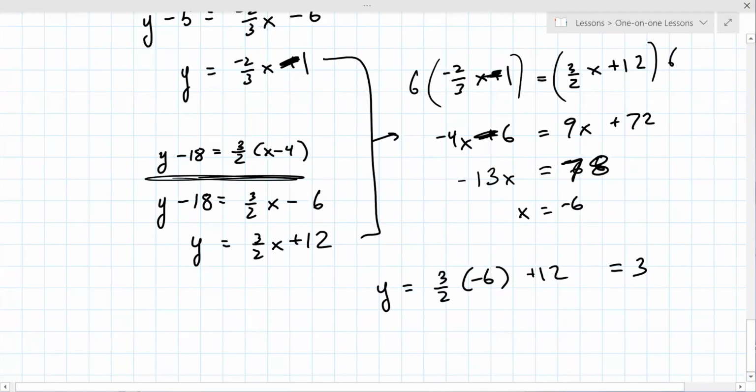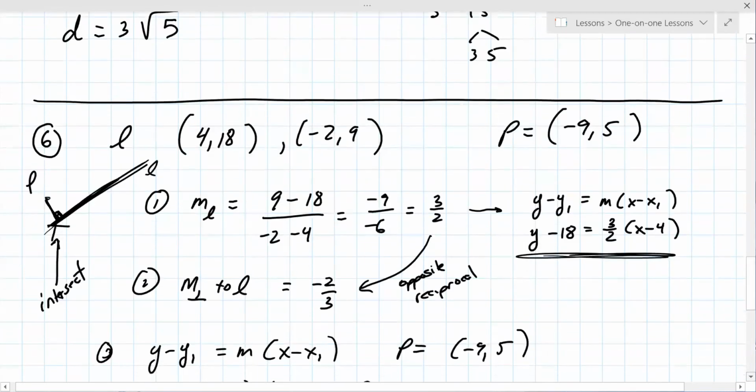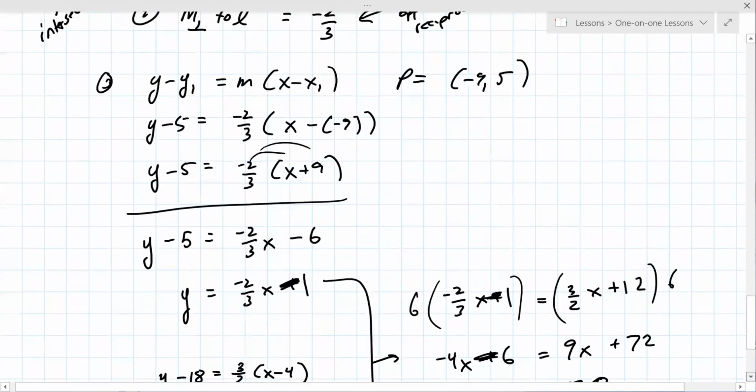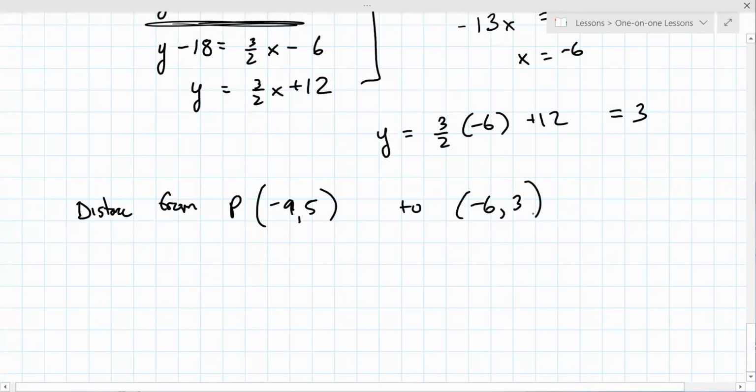So the whole goal here was to find this intersection point, which we now have, and the original point. So now we're finding the distance from P, which we were given as minus 9 comma 5, and the point that we just found, minus 6 comma 3. All the work we did was to find that second point so that we could just use the formula. And you can't just guess it. You can't just be like, oh, I think it's here.